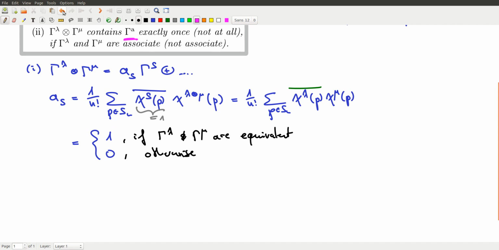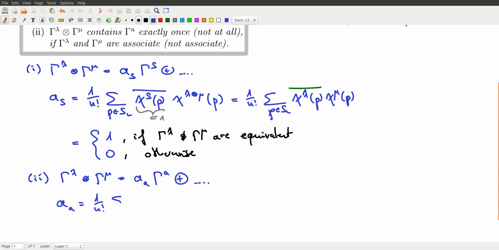the multiplicity of the sign representation. So gamma lambda tensor gamma mu, that's AA, the multiplicity of the sign representation, and some other terms we don't care about. So what is AA?